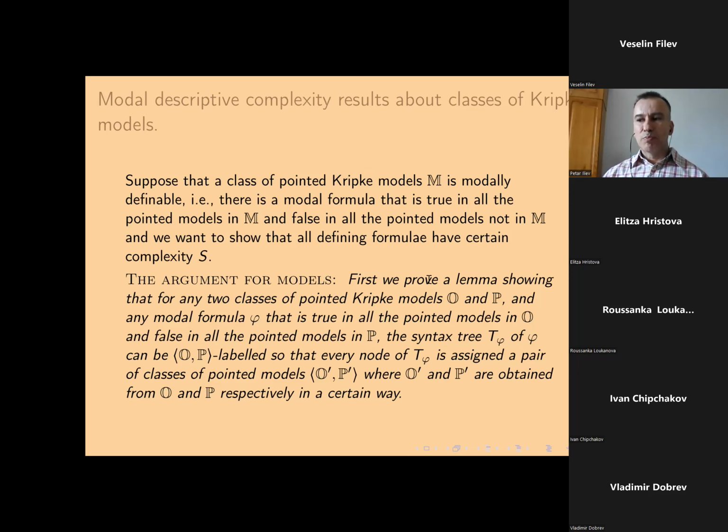First we have to prove a lemma showing that for any two classes of pointed Kripke models, O and P, and any modal formula that is true in all the pointed models in O and false in all the pointed models in P, the syntax tree of the formula can be labeled in a certain way so that every node of the syntax tree is assigned a pair of classes of pointed models. These O prime and P prime are obtained from our initial starting classes of pointed models in a certain way. I'm not going to define what this certain way is because it's technically complicated and it would take a lot of time.